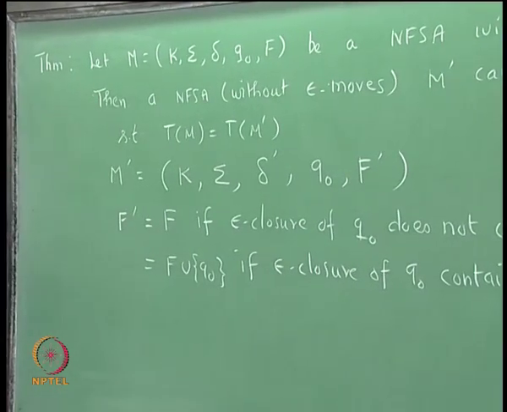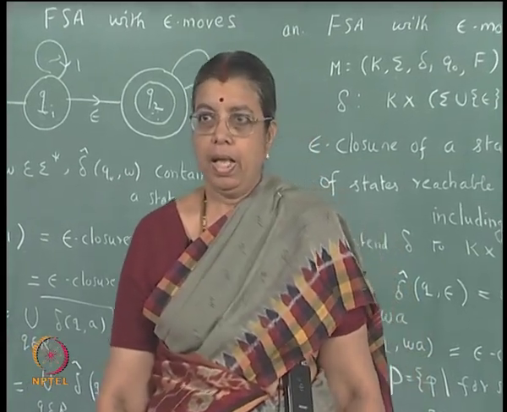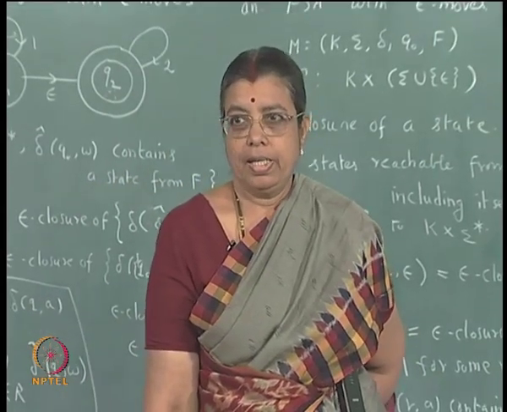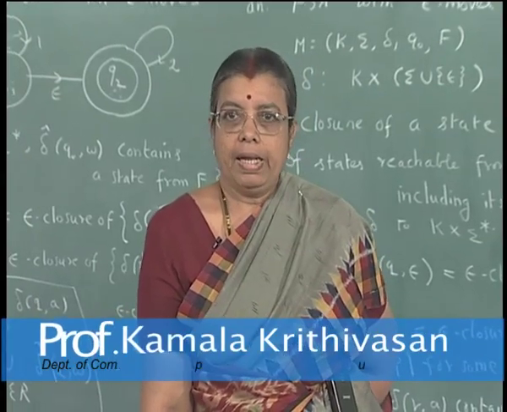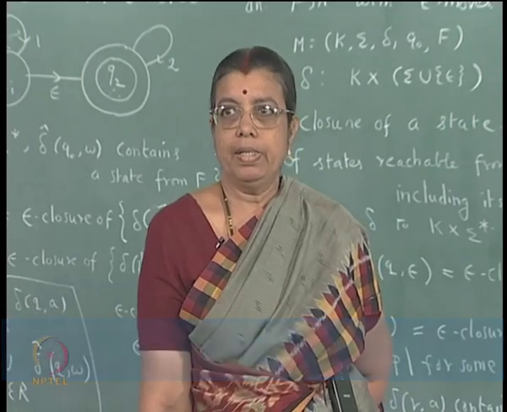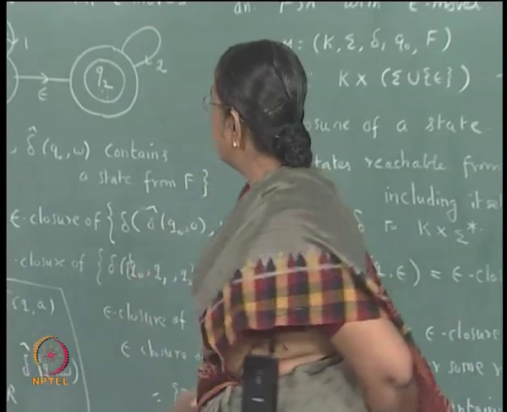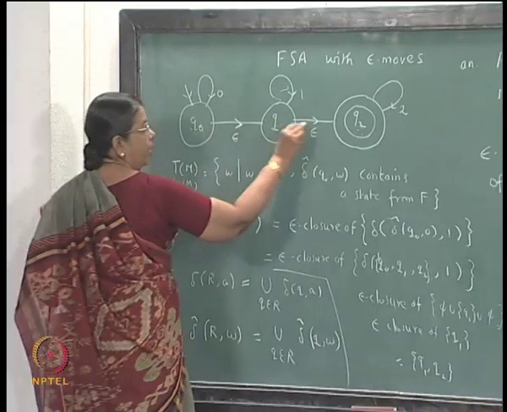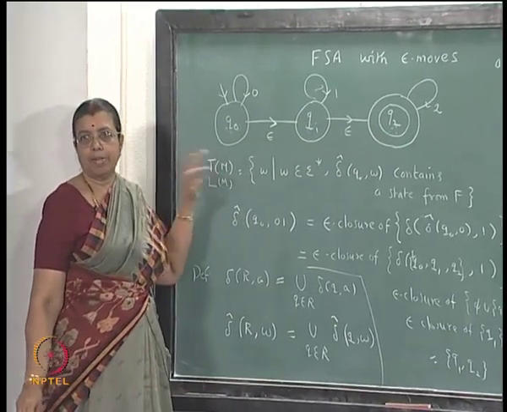When will a string epsilon be accepted by the machine? In a non-deterministic FSA without epsilon transition, if the initial state is a final state. But in an NFSA with epsilon transition, epsilon can be accepted if the epsilon closure of Q naught contains a state from F. So, in this example, epsilon will be accepted. Starting from here, you can reach a final state without reading any symbol. So, epsilon is accepted by the machine.